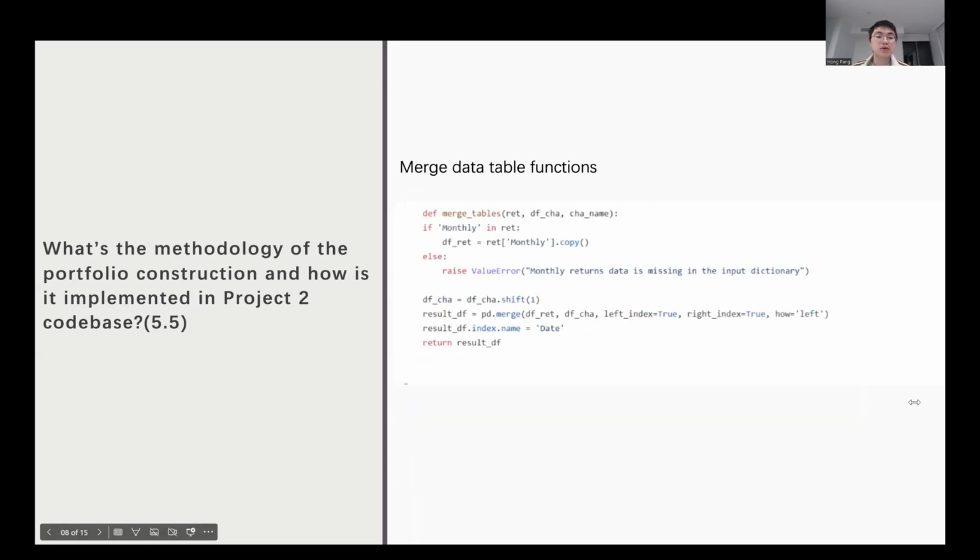Finally, we use the merge table function, merge tables. We select the monthly return data from the input return dictionary and merge the total volatility data table with the monthly return data table by date. The next part goes to the next speaker.